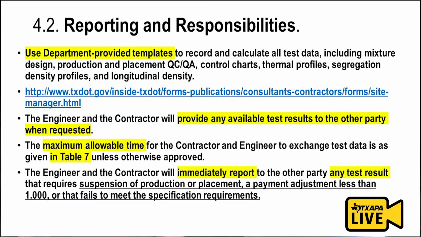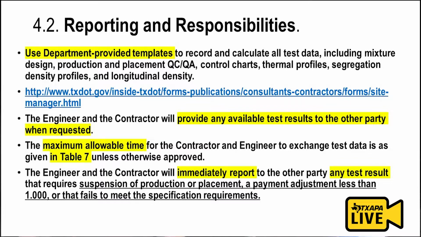The other thing that's real important underneath 4.2 is that the engineer and contractor will provide available test results to the other party when requested. So we're going to get into the tables for when they have to be done, but when requested, that information needs to be exchanged. And the maximum allowable time for the contractor and engineer to exchange test data is given in Table 7. We're going to go to that here in a couple of seconds.